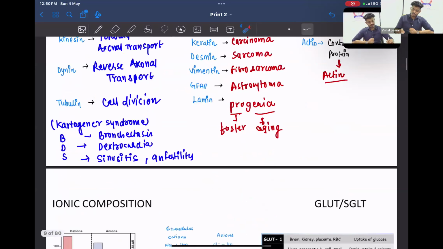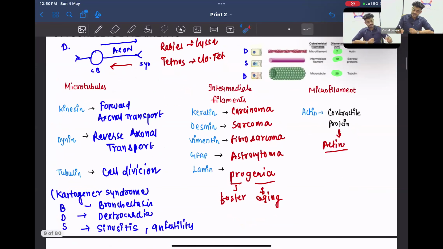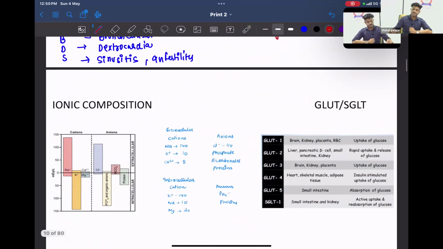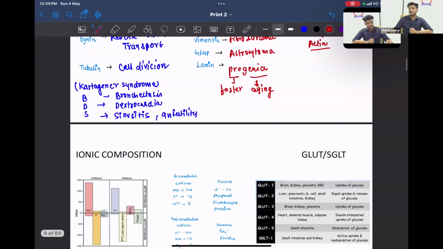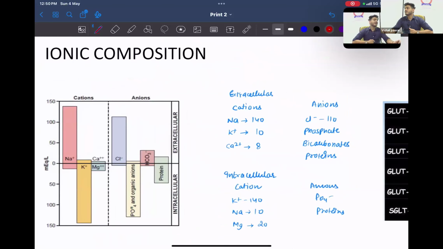So both of them are traveling via reverse axonal transport. This dynein is responsible for both the movements. Okay, now comes the next part: the ionic composition. What is the ionic composition? They are asking a simple question: what is the most abundant cation and the most abundant anion in the body?